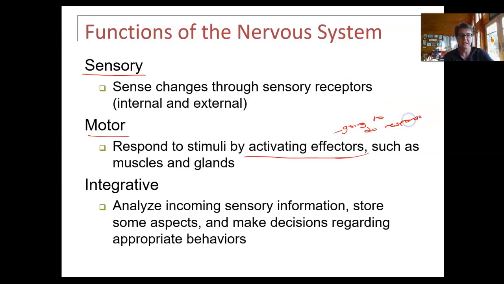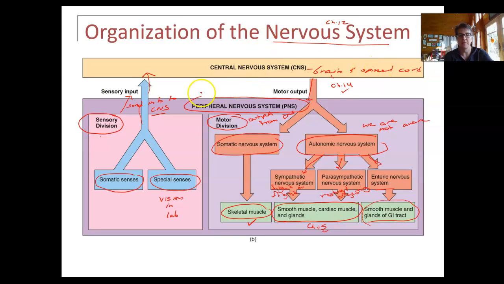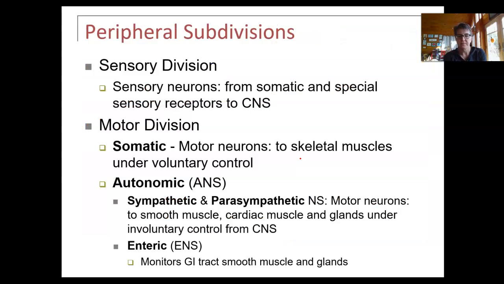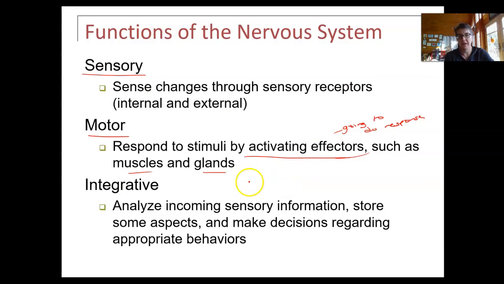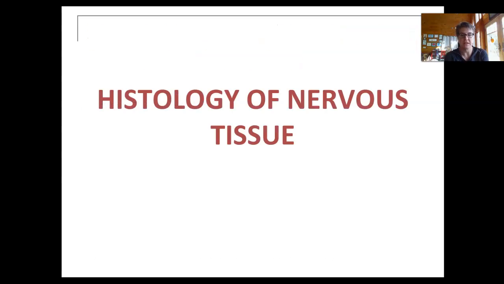And what's going to do the response? Glands and muscles. Smooth muscle, cardiac muscle, skeletal muscle. It's all motor. Because we had the motor division here, and we had skeletal muscle and smooth muscle, cardiac muscle, and glands. And then you kind of have the middleman, and the middleman I usually think of is the central nervous system with the brain and the spinal cord, really the brain. The integrative.